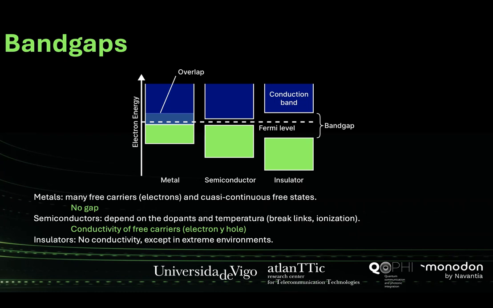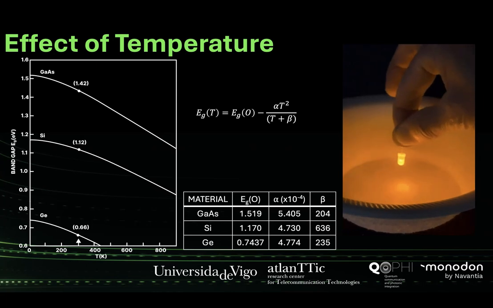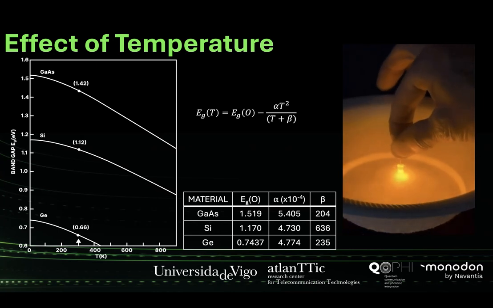Semiconductors exist in the middle. Their conductivity can be controlled. By adding dopants, changing temperature, or applying electric fields, we can manipulate the number of free carriers. This controllability is what makes semiconductors revolutionary. They can behave like conductors or insulators depending on how we engineer them, and this flexibility enables transistors, sensors, LEDs, solar cells, and lasers.